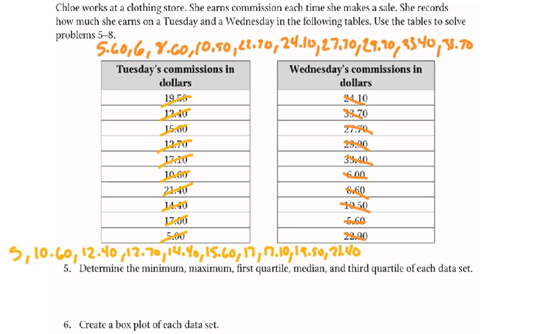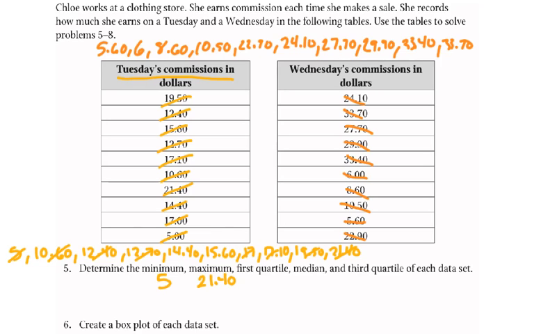So I've already put them in order to make it a little easier. So the minimum, yellow will be in Tuesday. So the minimum would be 5, maximum 2140. Okay, now the median. So we'd go 1, 2, 3, 1, 2, 3, 1, 2.